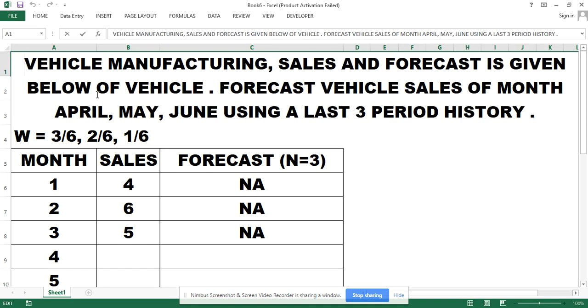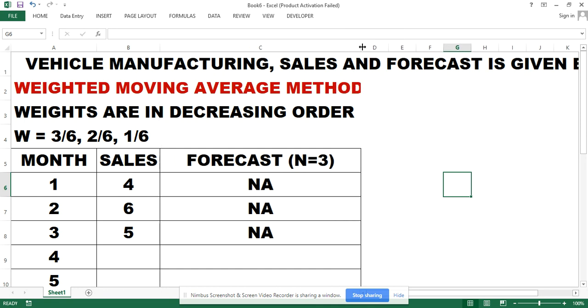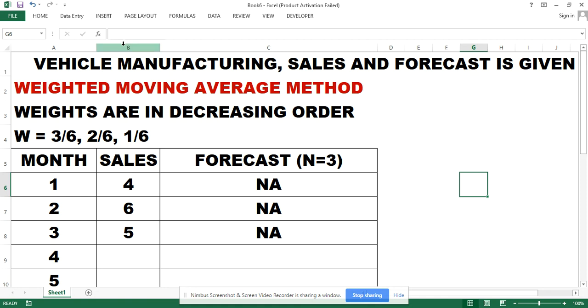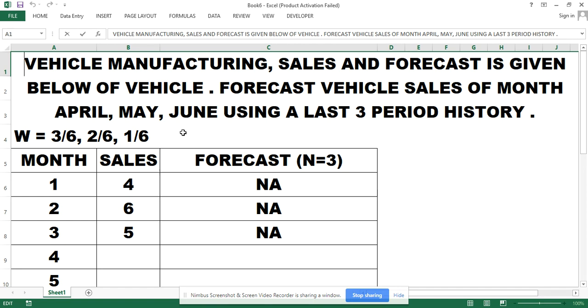In this video, we will see how to calculate the weighted moving average method. So this video is based on forecasting via the weighted moving average method. This is a previous video example only. We have to forecast the April, May, June sales by using a three period history. So how will we do it?